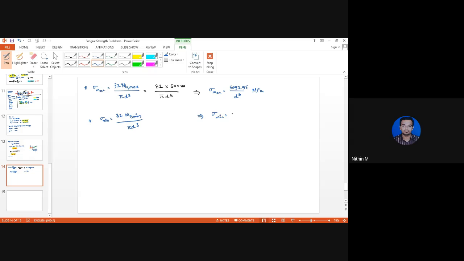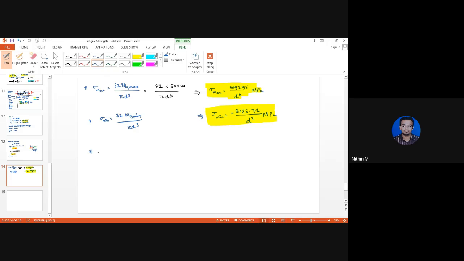Here this will be minus, a negative sign is there, minus something divided by d cube in megapascals. It indicates that this stress is compressive in nature, nothing else. So solve and tell me the value of sigma minimum. Minus 3055.77. Correct?